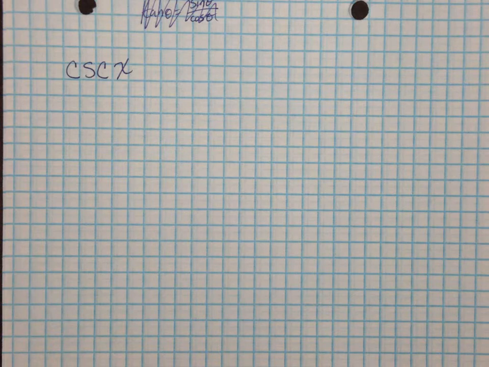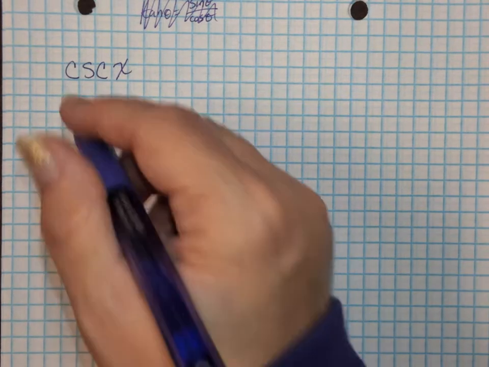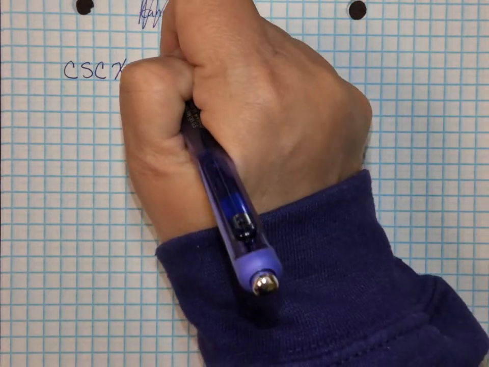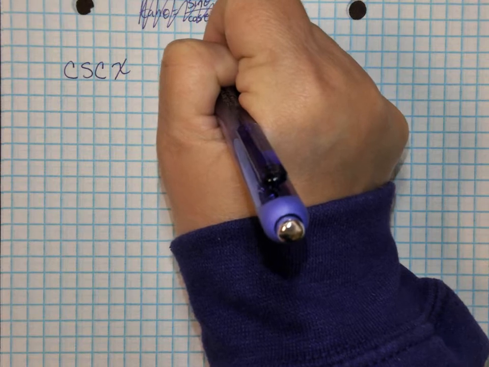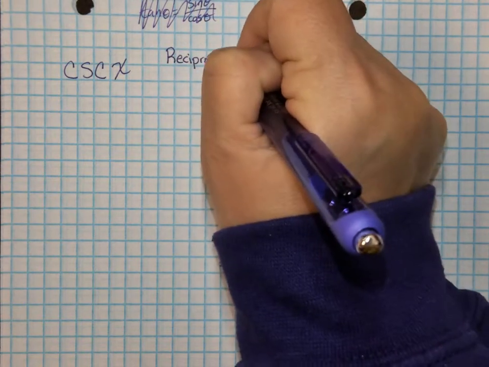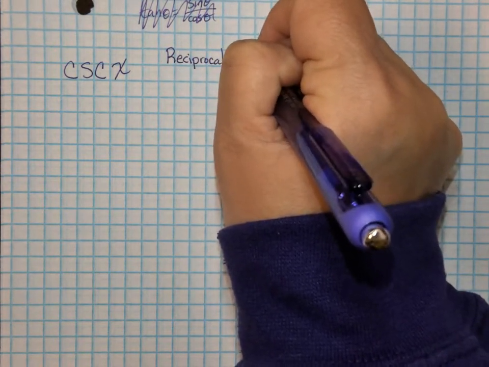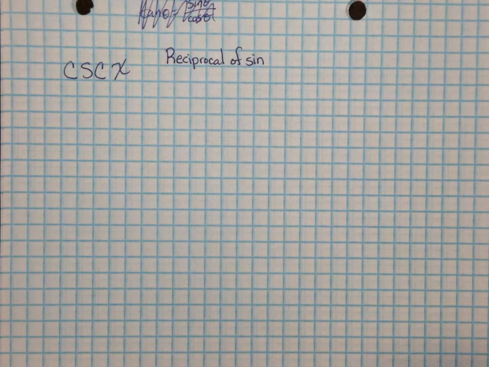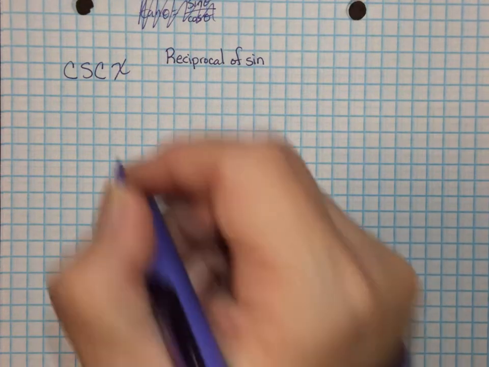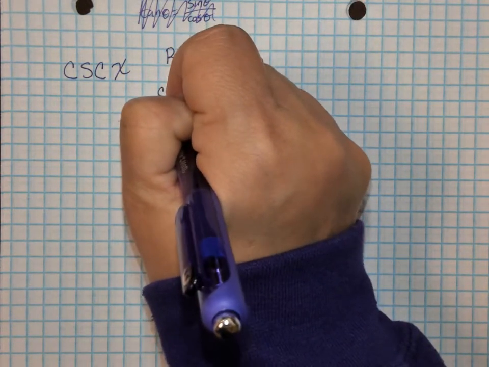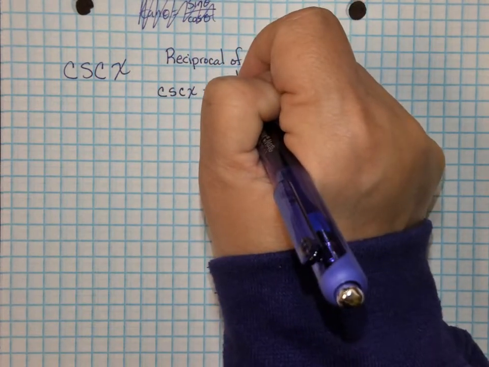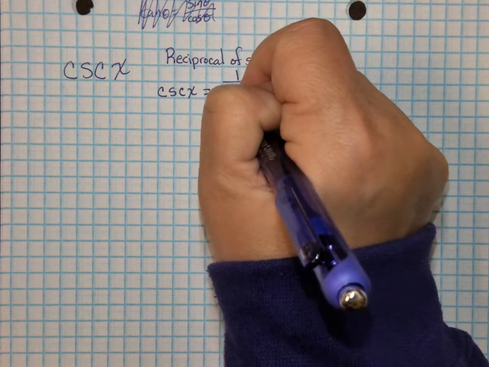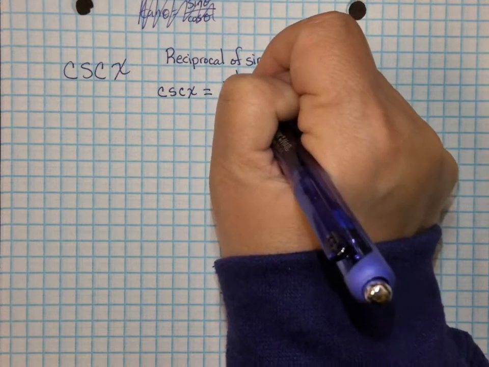Alright, so we're going to look at graphing the cosecant of x. What we want to remember about cosecant is that it is the reciprocal of sine. So cosecant of x is equal to 1 over sine x. That's what it means to be a reciprocal.